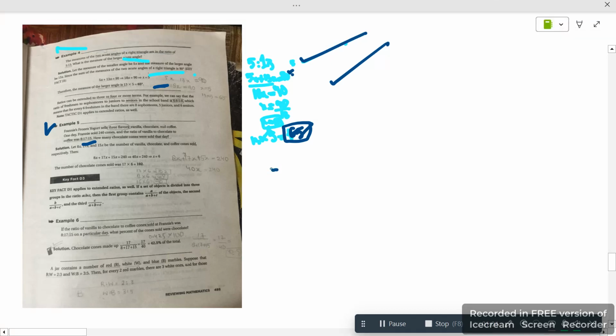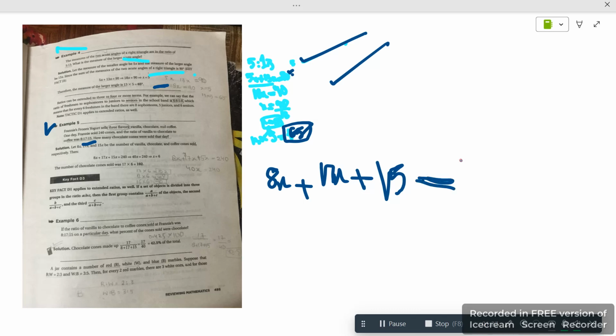So now the value which you got is 8x, which is added like this. This was the coffee sold, this was the vanilla sold, third chocolate sold, like this, the ratio. 17x, which will be added to 15x, and this is also telling you the entire number of cones, which is 240. So first, as I just told you, when you make data, you will find it easy to do. So just add 8x plus 17x plus 15x, and these would be added. You will find that these are equal to 40x, which is equal to 240.